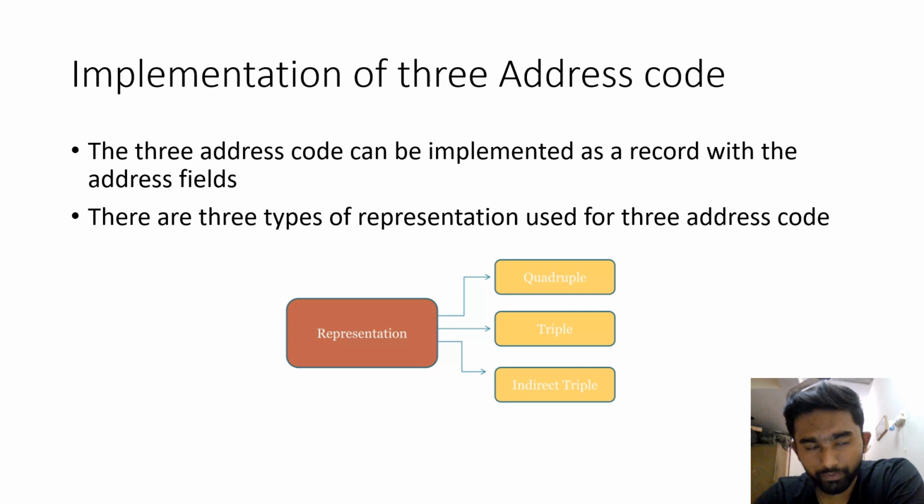Now we will learn about the implementation of 3 address code. The 3 address code can be implemented as a record with address fields, and there are 3 ways to represent that: quadruple, triple and indirect triple, which we will learn further in this video.